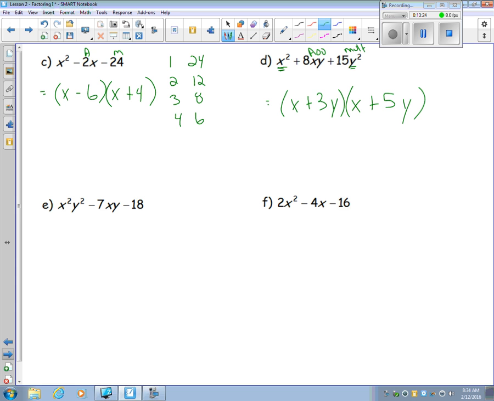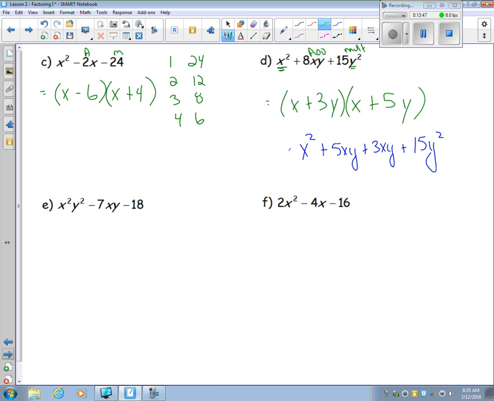Now some of you are saying, well, where did the xy come from? Well, if I were to FOIL this, x times x is x squared. X times 5y would be 5xy. 3y times x is 3xy. Hey, there's your xy parts, right? And 15y squared. So the letters in the middle will take care of themselves as long as you take care of the first one and the last one.